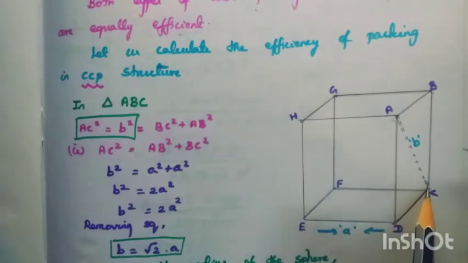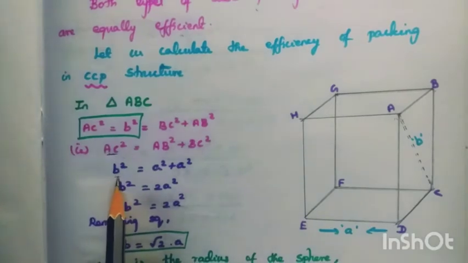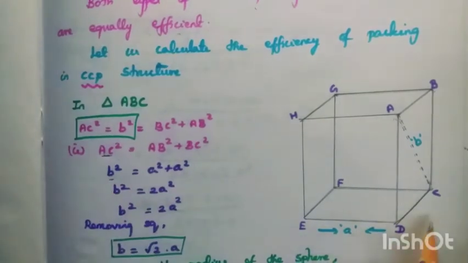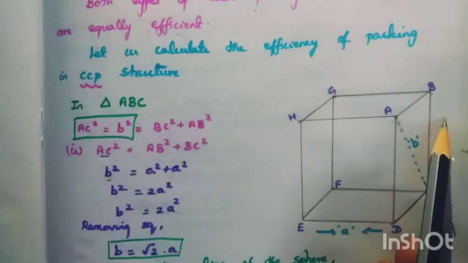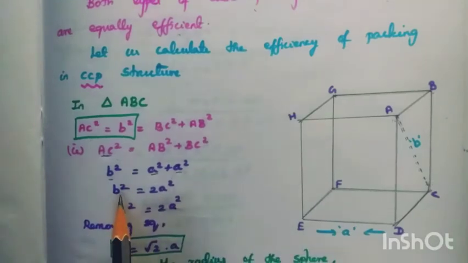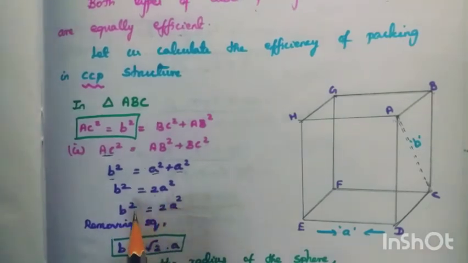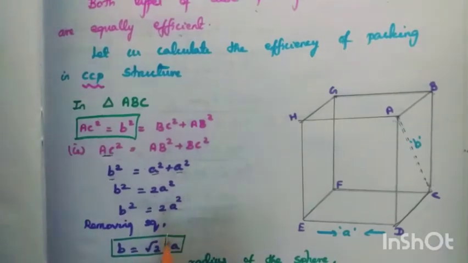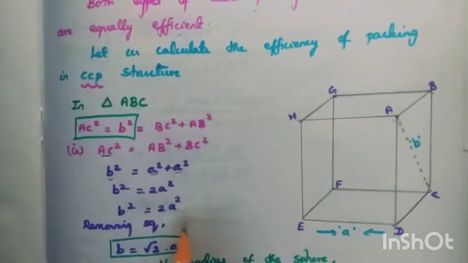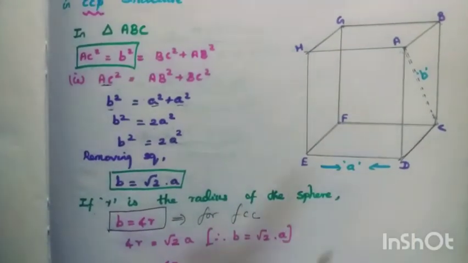The distance between A and C is B. So instead of AC, we can write B square. And all those distances are equal to the edge A. So B square is equal to 1A square and 1A square, no? So we can write this as 2A square. B square is equal to 2A square. Removing the square, we have to take root for this. So B is equal to root 2 A. The square is only for A, not for 2. So B is equal to root 2 A.